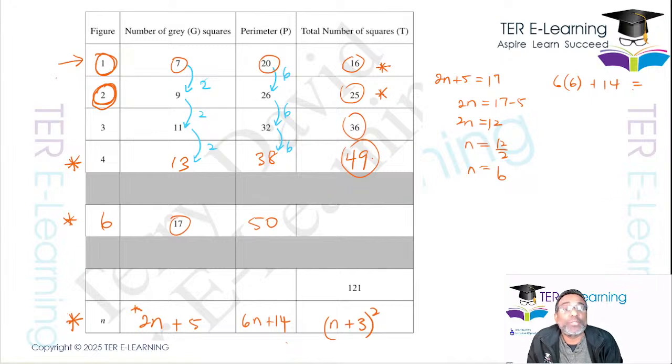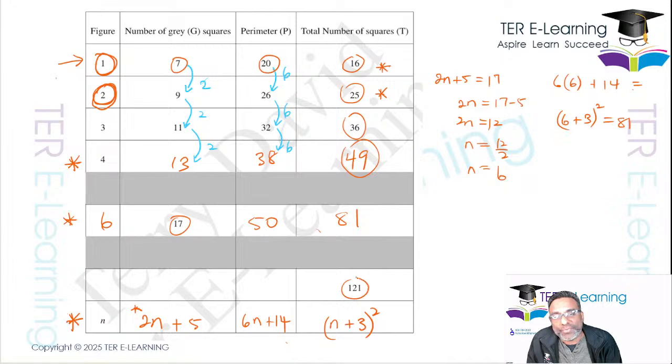You want to work out the total number of squares. So it's going to be 6 plus 3, squared. So that's 6 and 3, 9. 9 nines are 81. So this here is going to be 81. Right? So that's figure 6. Those are the numbers for figure 6.